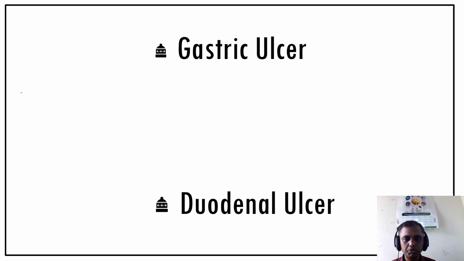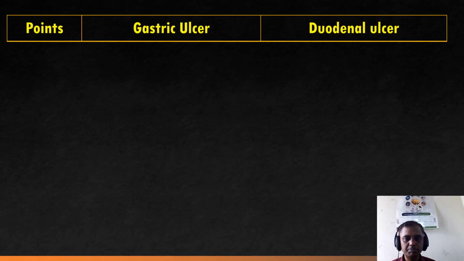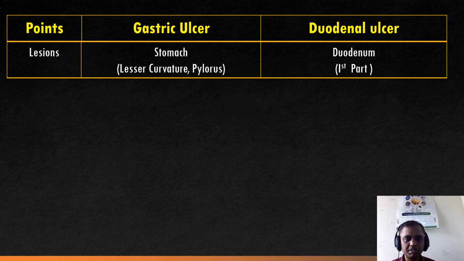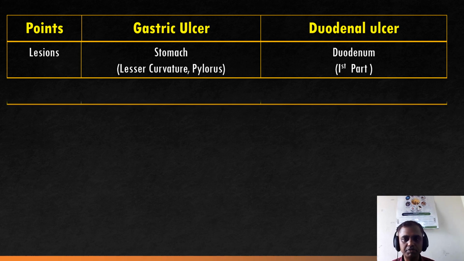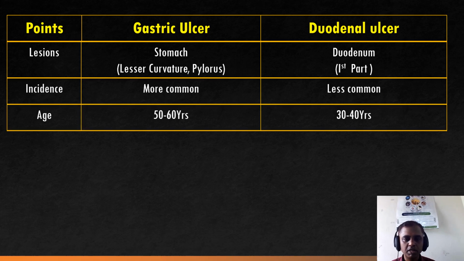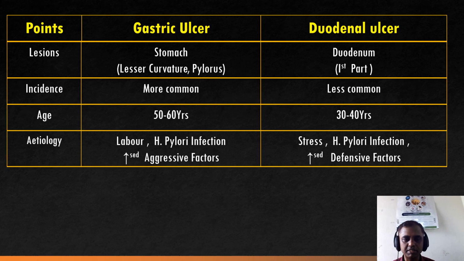It is very important to know this, because when a patient presents with a combination of symptoms, we can identify symptomatically whether he is suffering from a gastric ulcer or a duodenal ulcer. Now the lesions: a gastric ulcer is usually present in the lesser curvature and pylorus part of the stomach, whereas a duodenal ulcer is present in the first part of the duodenum. Incidence: gastric ulcer is more common than duodenal ulcer, and the age is 50 to 60 years in gastric ulcer, whereas 30 to 40 years in duodenal ulcer.